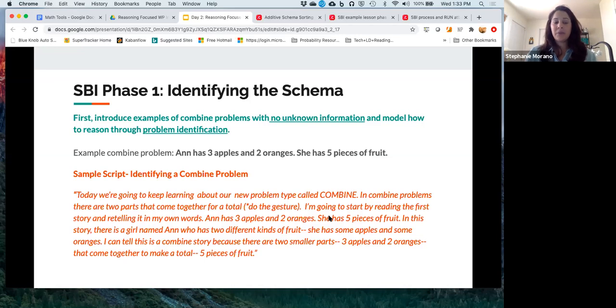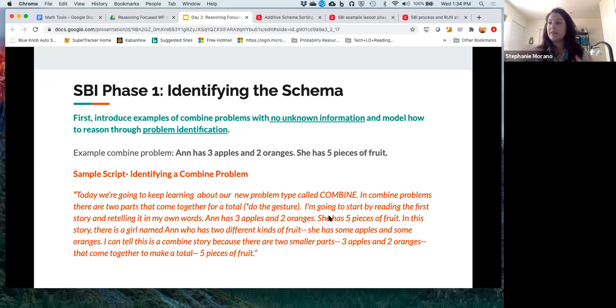So the problem we have here is Anne has 3 apples and 2 oranges. She has 5 pieces of fruit. So there's no question here, right? There's no missing information. This is just a total story. We've got 2 parts and a total, all given to us, all in this story.